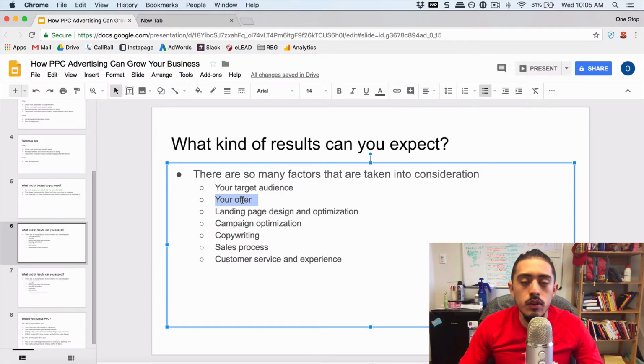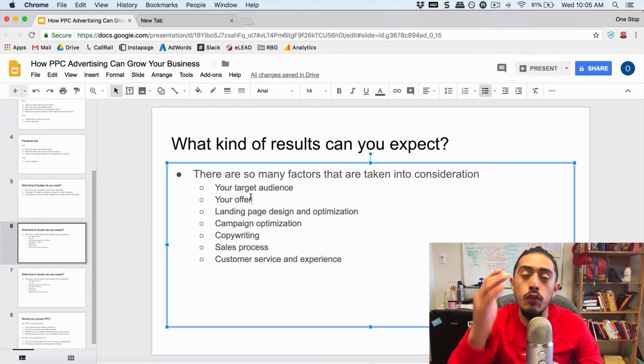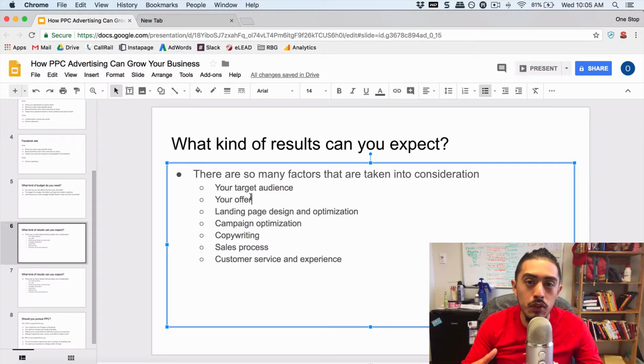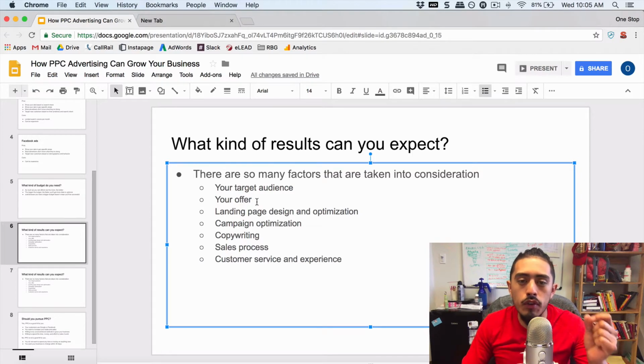Next is your offer. So again, is your offer compelling? Is it something that they actually want? Is it in high demand? Is it something that they can't live without? Is it something that they can go and get anywhere? Do you have a unique value proposition that's going to be different from the other competitors that you have? So what is your offer? Is it compelling enough for them to actually go with you as opposed to someone else? Do you have a good reputation? Do you have good online reviews? Do you have good customer service? So all that really goes into your offer and whether or not someone's going to choose you over their competitor.